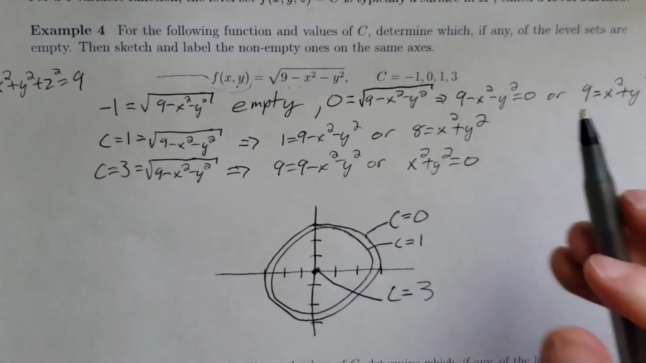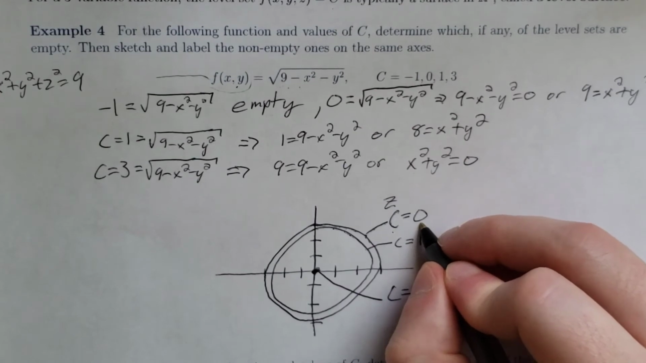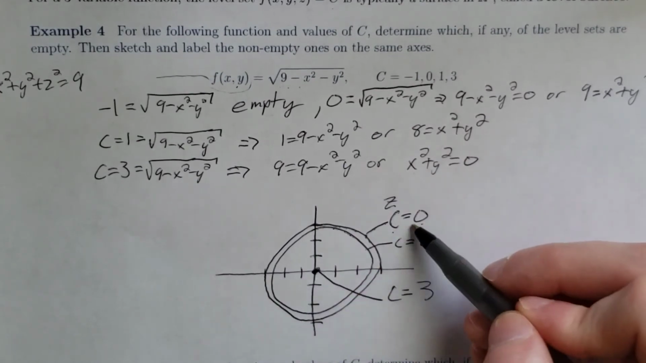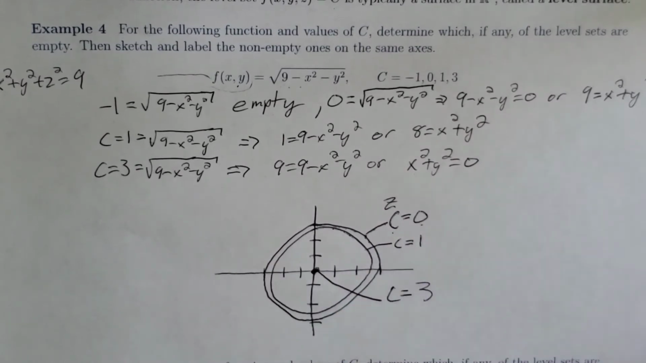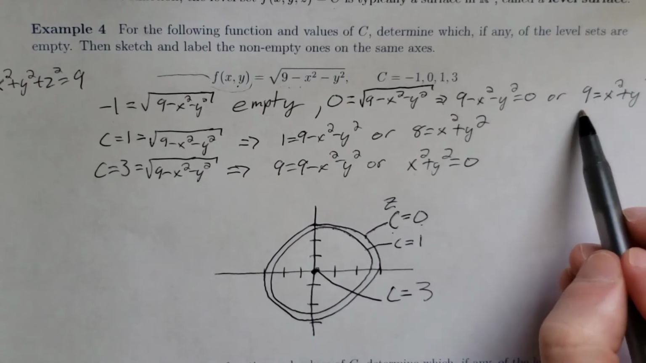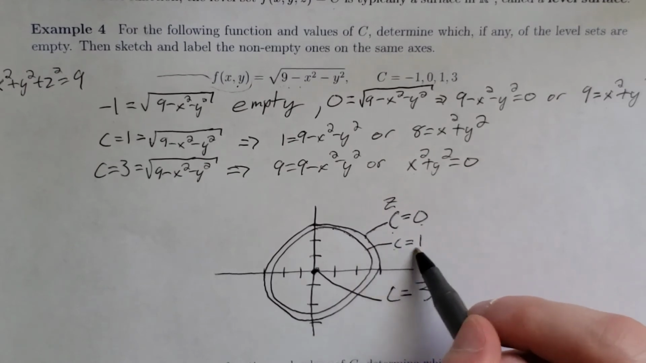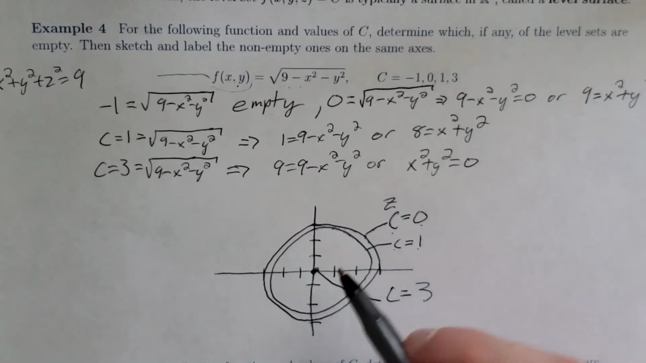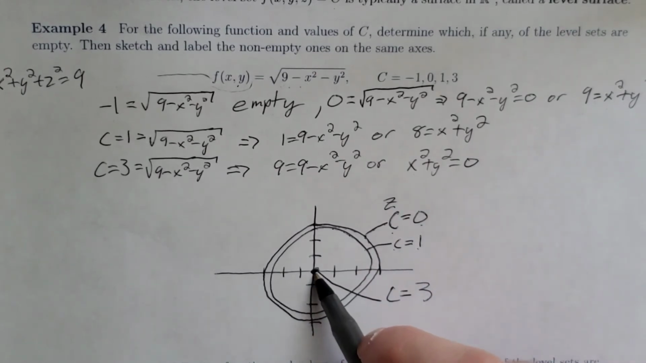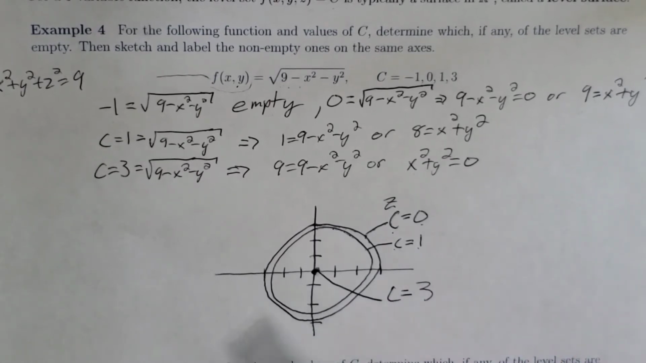What this is saying is when z is equal to 0, what is the domain that makes z equal to 0? Well, that is the circle x squared plus y squared is 9, so the circle of radius 3. What about when the z value is 1? Well, that's the circle with radius square root of 8. What about the z value of 3? Well, that's just the singular point, x equals 0, y equals 0, that will output 3. And so that's what we've drawn here. That's what these level curves are.